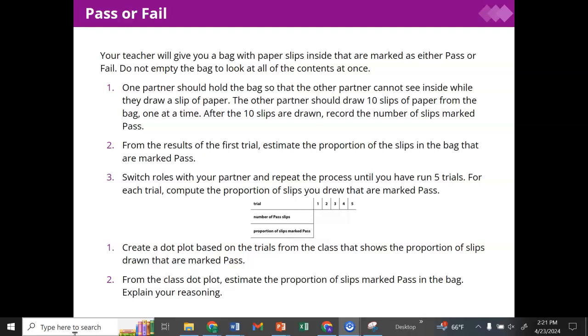Go ahead and do that, and then go ahead and mark your results on that page. We are still on page 234, so go ahead and do that. And then in class, we'll create a dot plot.